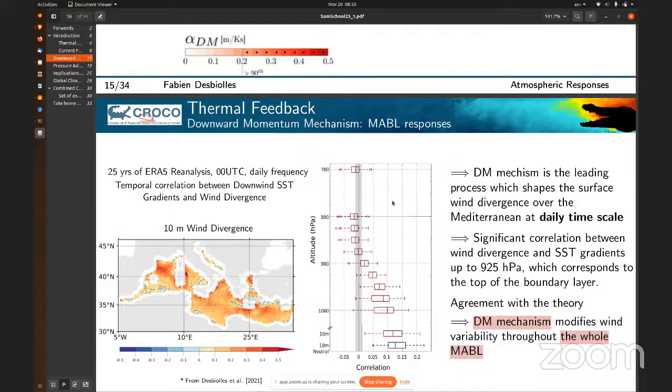This is at daily time scales. Yes, sorry, all the exercise is done at daily time scale. And this is in agreement with the theory, because as I said, when we are on a warm front, we know that we destabilize the air column. So it's all the large eddies that are going to create turbulence in the whole bubble.